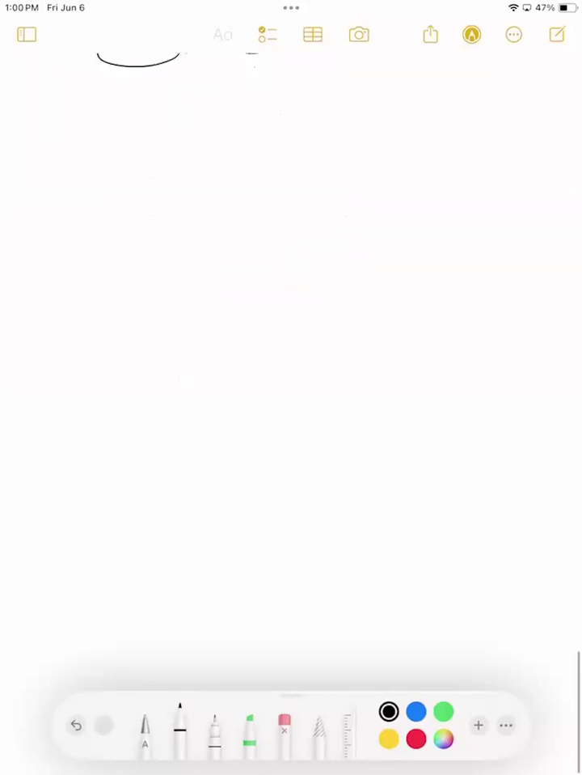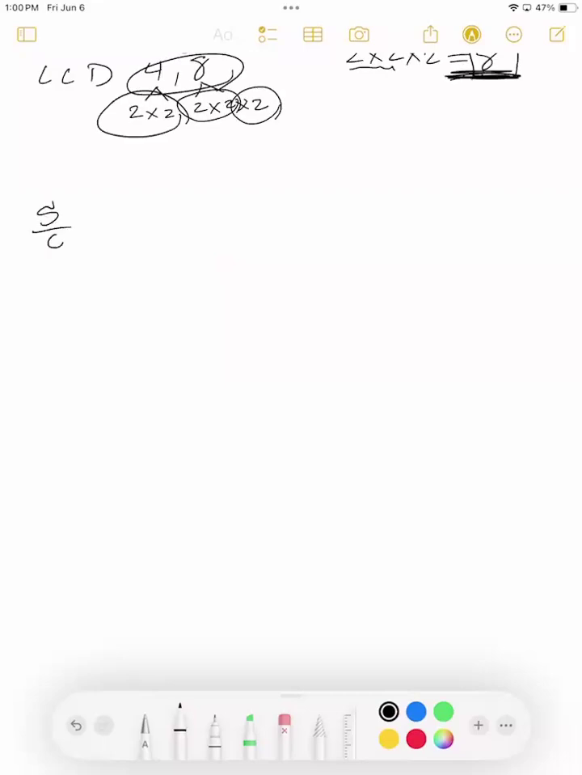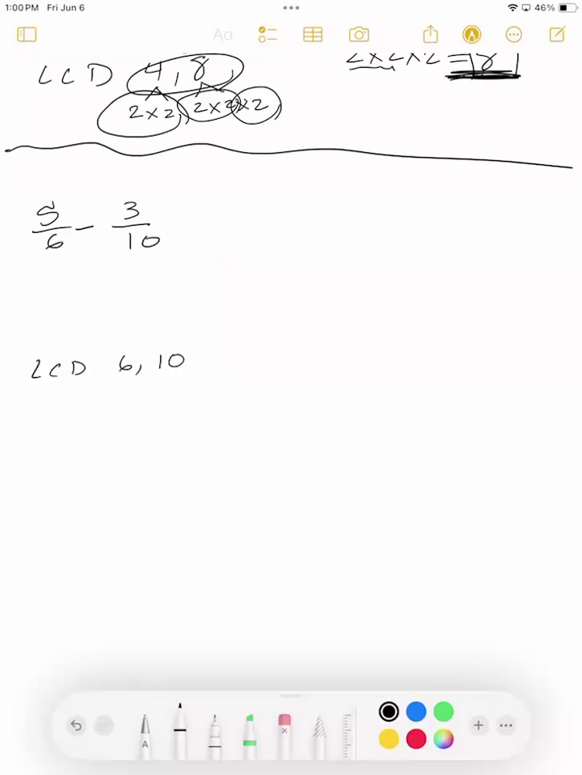We want to subtract the next number. We have 5 over 6 minus 3 over 10. So we have to find the least common denominator or the least common multiple of 6 and 10. 6 is made out of 2 and 3. How about 10? 10 is 2 times 5. So when I want to find my least common multiple or least common denominator, I write the first one, which is 2 and 3. Then I go to the next one. Do I have a 2 here? Yes. But do I have a 5? No. So I multiply it by 5, and that is 30.